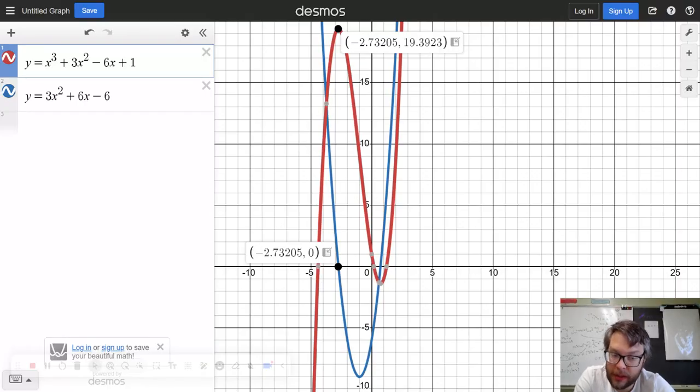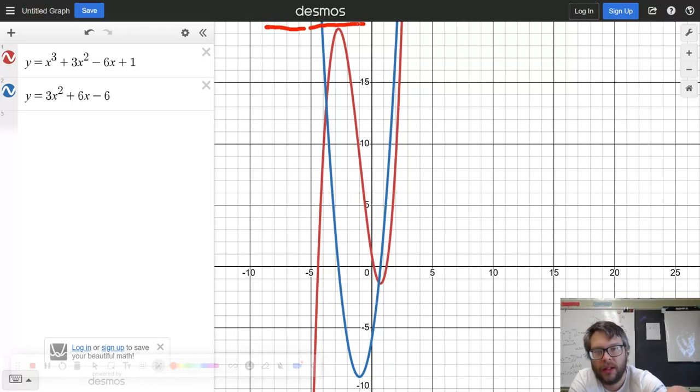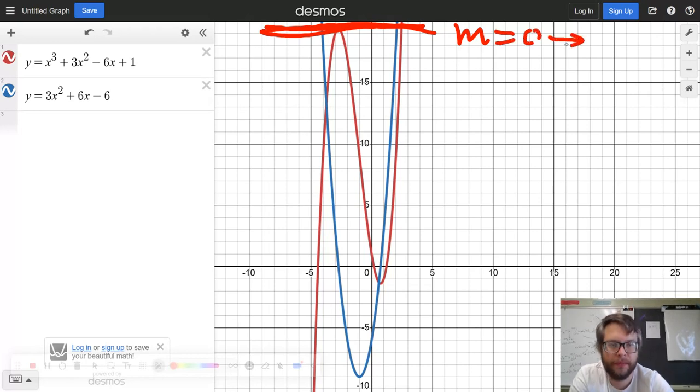It doesn't have a y value of 0, but it has a slope of 0. If I tried to draw a tangent line to the red graph, that would have a slope of 0. Right here, slope is 0. What that means is our derivative is equal to 0.